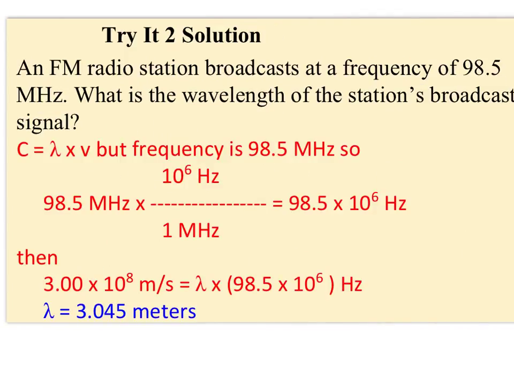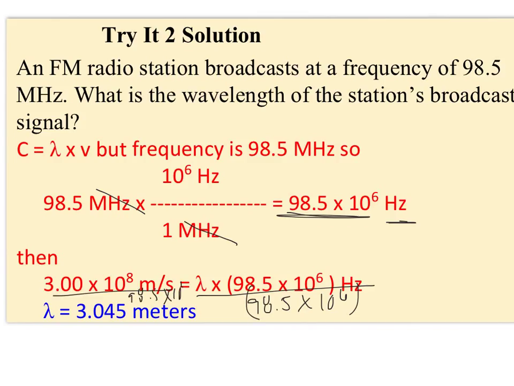So I went ahead and took the 98.5 megahertz, and I set it up with hertz over megahertz. So the megahertz cancel, I'm left with hertz. And just like I did with the nanometers, I go ahead and leave my answer as 98.5 times 10 to the 6th because I'm not done calculating yet. So when I plug in 3 times 10 to the 8th equal to lambda times 98.5 times 10 to the 6th, again, I want the lambda alone, so I'm going to divide each side by the 98.5 times 10 to the 6th. And making sure I use my brackets, I will come up with a wavelength of 3.045 meters.